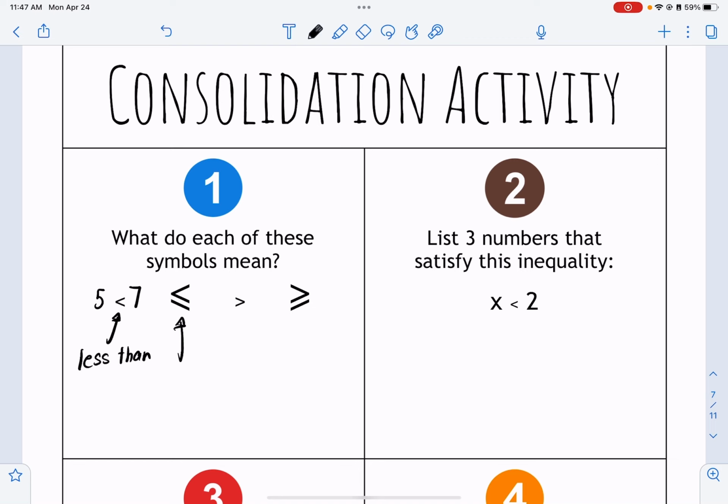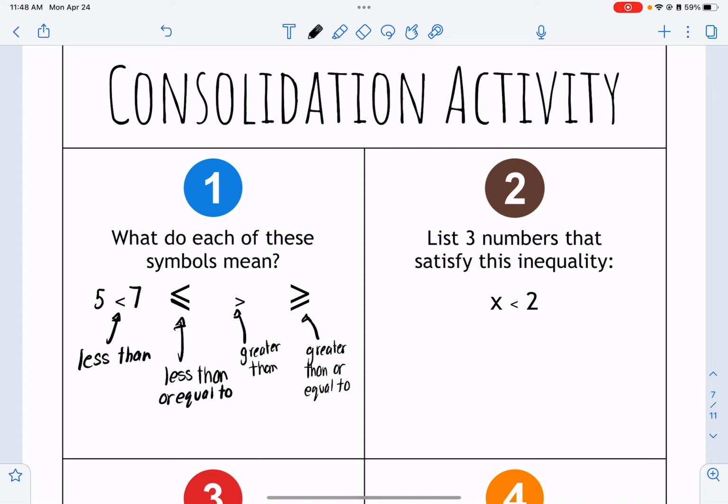This one has the bar, so it also is less than, because we can see that the less than sign is there. But what does that bar mean? That means that it can also be equal to. So it's less than, but it's also including that border. This one is the greater than, and then that would make this one the greater than or equal to.